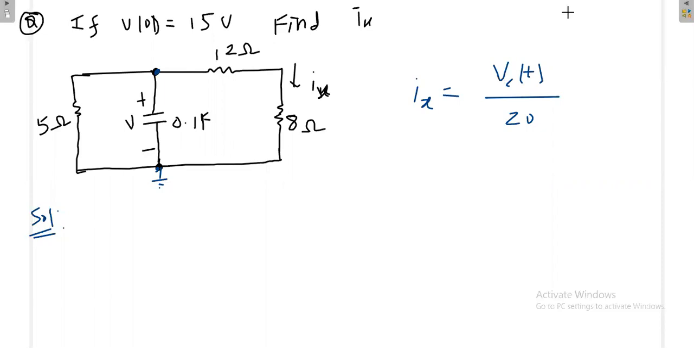Please don't switch on your audio or video unnecessarily.